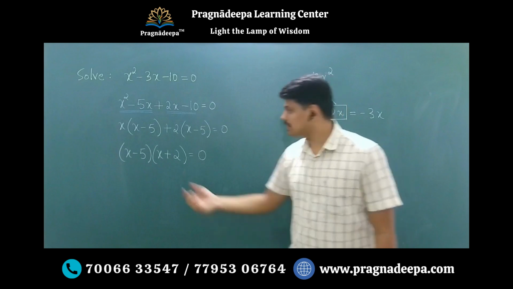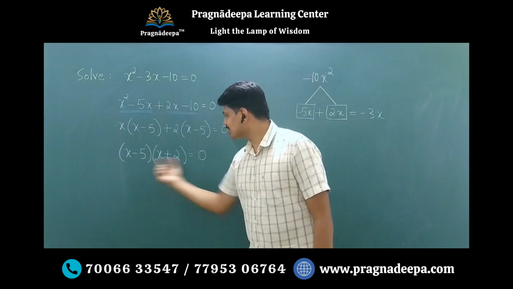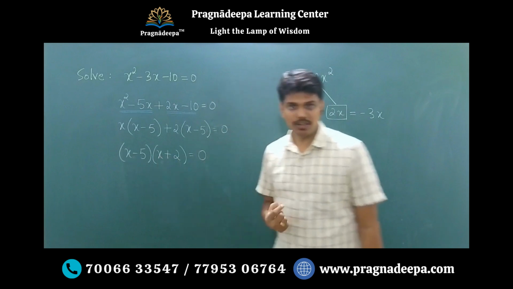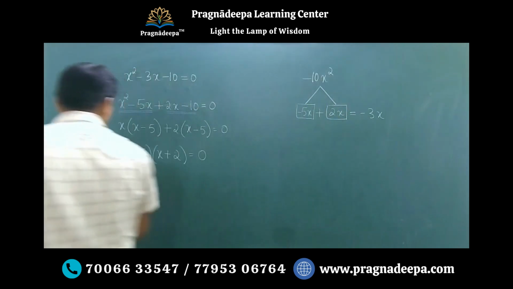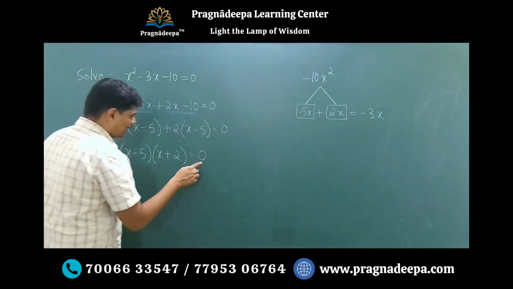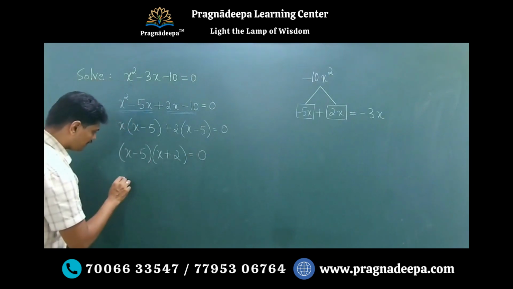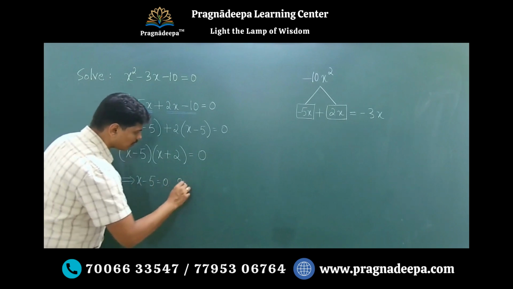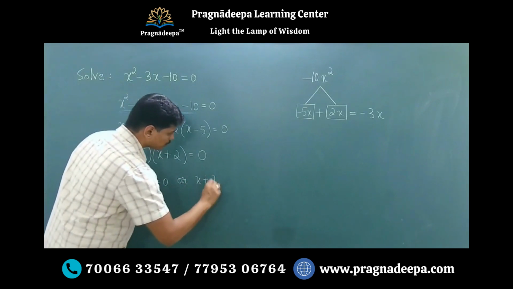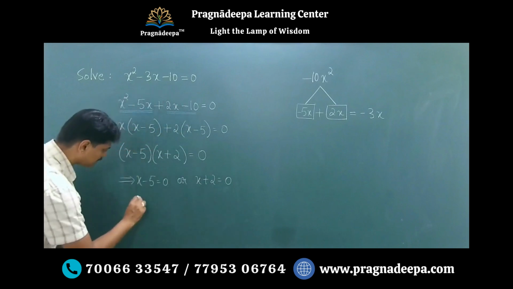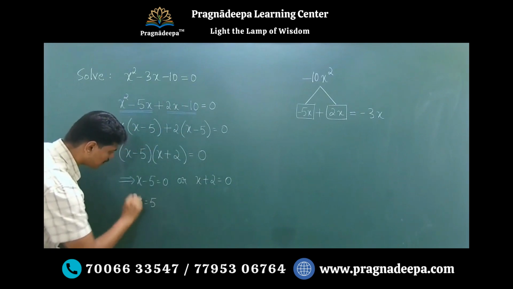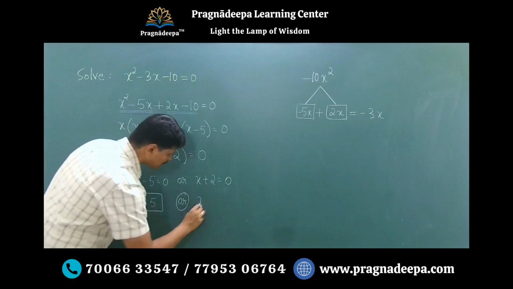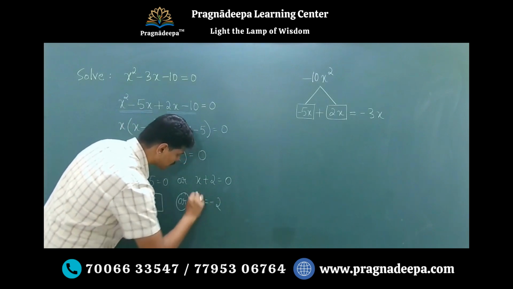Now we know that concept. When the product of two things is equal to 0, either this must be equal to 0 or this must be equal to 0. So the product of x minus 5 and x plus 2 is 0, which implies either x minus 5 must be equal to 0 or x plus 2 is equal to 0. That is, x is equal to 5 is one answer, or the other answer for this is x is equal to minus 2.